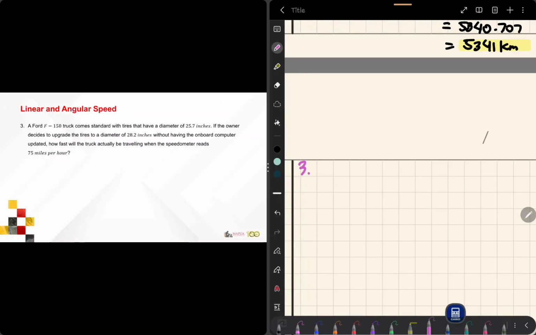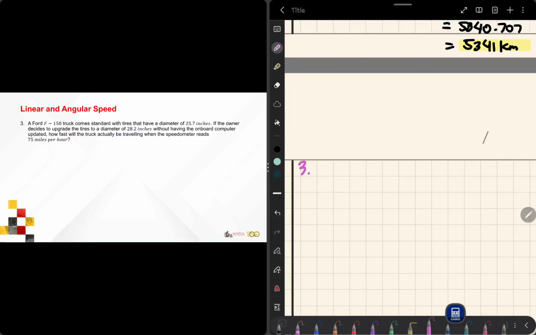For number 3, a Ford F-150 truck comes standard with tires that have a diameter of 25.7 inches. If the owner decides to upgrade the tires to a diameter of 20.82 inches without having the onboard computer updated, how fast will the truck actually be traveling when the speedometer reads 75 miles per hour? First, let us write all the givens. The original diameter, D1, is 25.7 inches. And for D2, the given is 28.2 inches.